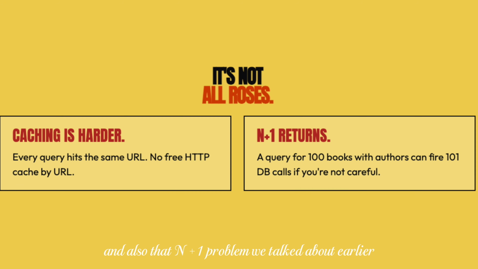And also that N+1 problem we talked about earlier is actually worse in GraphQL because each field can independently fetch data. A query for 100 books with their authors can fire 101 database calls if you are not careful.